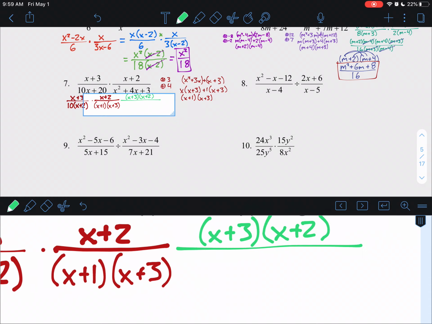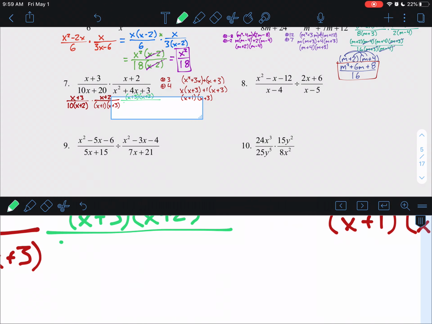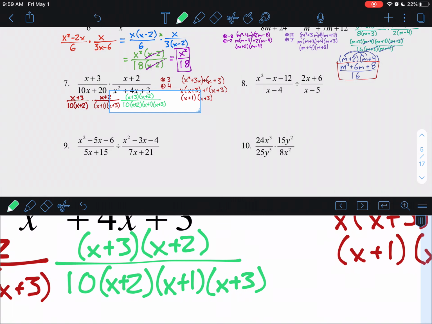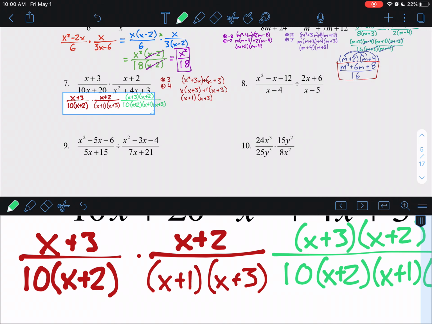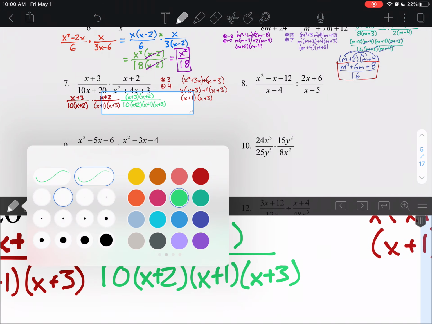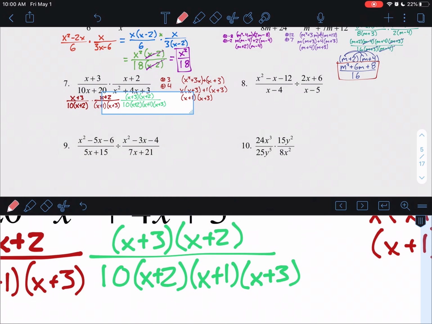Then my denominator, I have 10 times x plus 2 times x plus 1 times x plus 3. When I just multiply straight across, I'm not going to distribute anything yet because I now need to cancel. I'll use this salmon color.